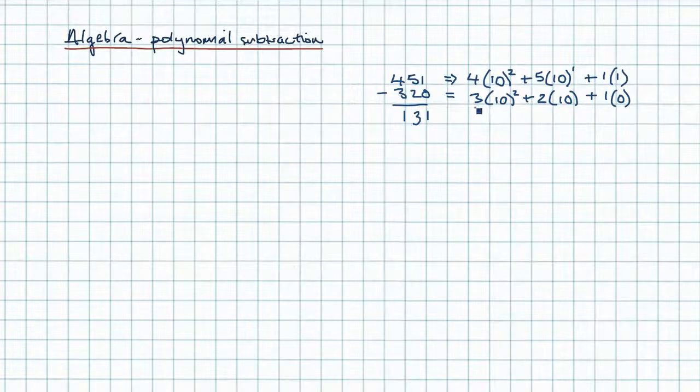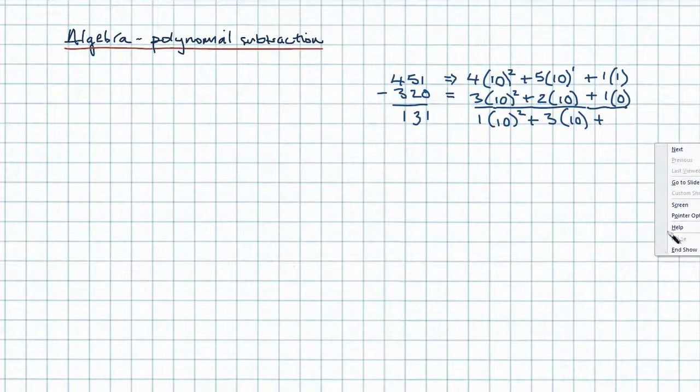And all we've done then is, if we use the column method that we used here, we can go from left to right or right to left. Let's go from left to right. So we've got 3 of these ten squareds from 4 ten squareds, so we've just got 1 ten squared. We've got 2 tens and 5 tens, so 5 take away 2, we've just got 3 tens. And here we've got no ones.